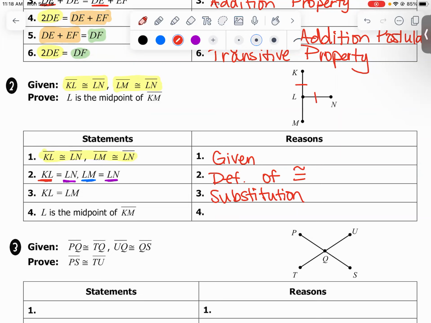Okay, well now if we know that KL is equal to LM, then we can assume that L is the midpoint. What would the reasoning be? Definition of midpoint. We can use it either way. We have the midpoint, we know they're equal, or we know they're equal, so it's the midpoint. We can use it either way.